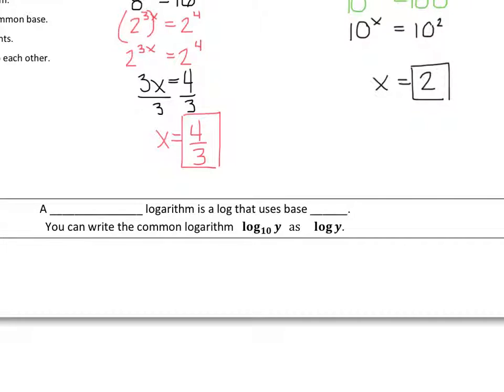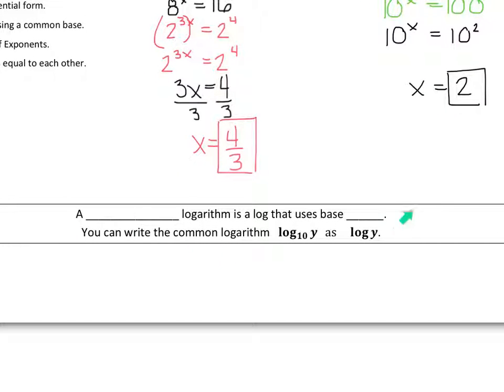Now let's keep going. I think that this part may be on the beginning of your second page, but I think you can figure it out. It says a common logarithm is a log that uses base 10. Okay, so this one is special. It is the common one.